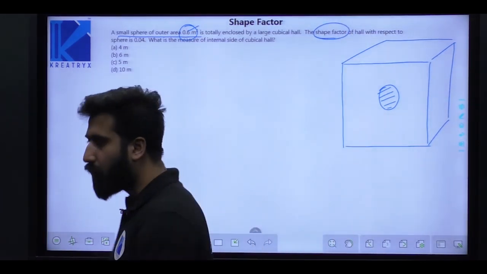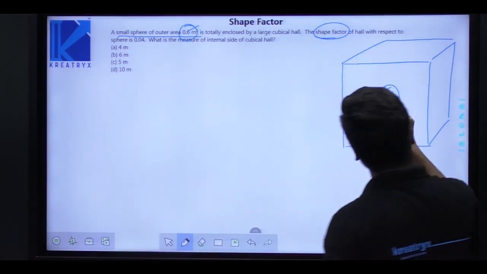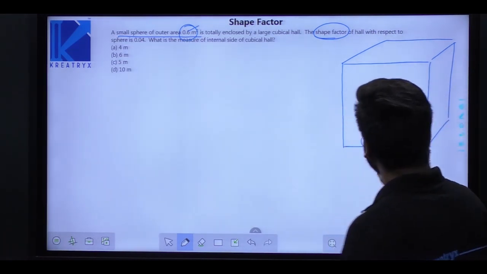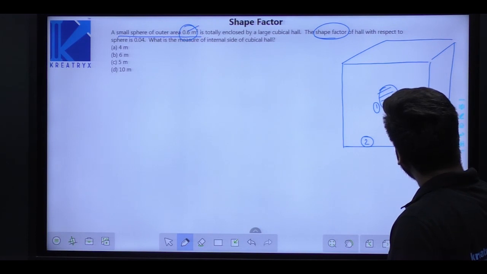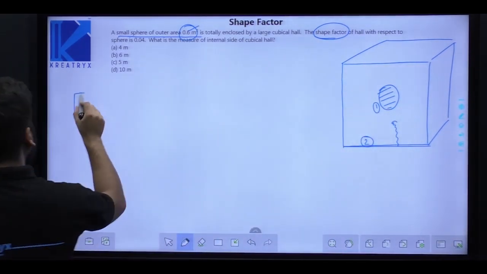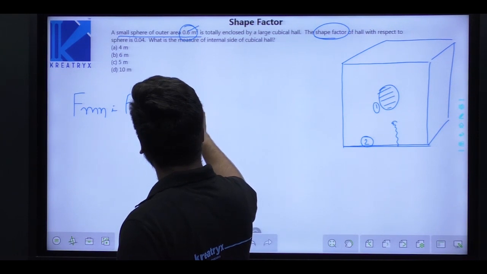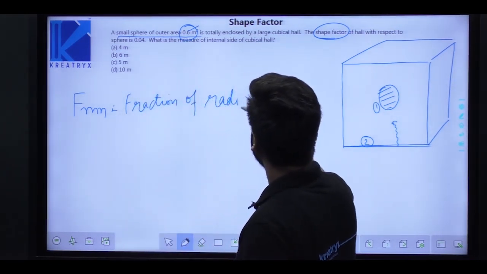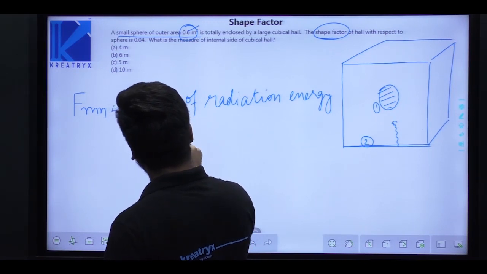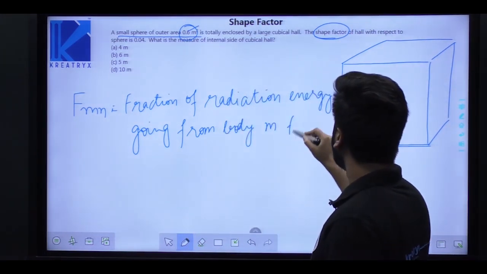What is shape factor and how is it denoted? It says the shape factor of hall with respect to sphere. Let the sphere be body 1 and the cubical hall be body 2. So the radiations will be going from surface 2 to surface 1. Shape factor is denoted by Fmn, which you must have studied, the fraction of radiation energy going from body m to n.